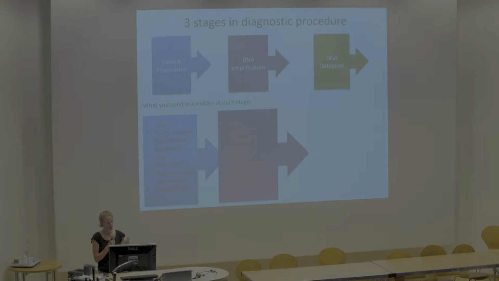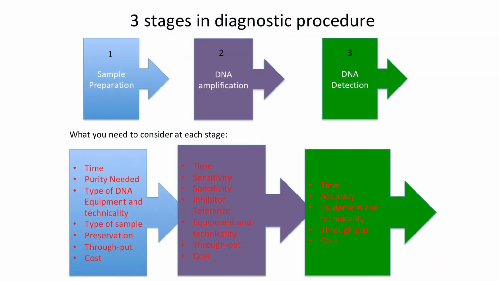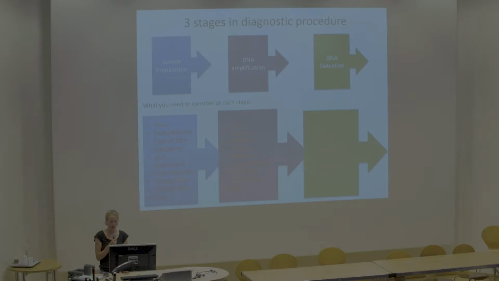Again, with the amplification, how long is it going to take? Are you going to be able to diagnose that patient straight in front of you, as we heard earlier? That's a very important thing before that patient actually leaves and you lose them. So sensitivity, specificity, any inhibitors in your sample. Again, equipment, throughput and cost. And then again, at that detection stage, you've also got those criteria which you have to start to think about.